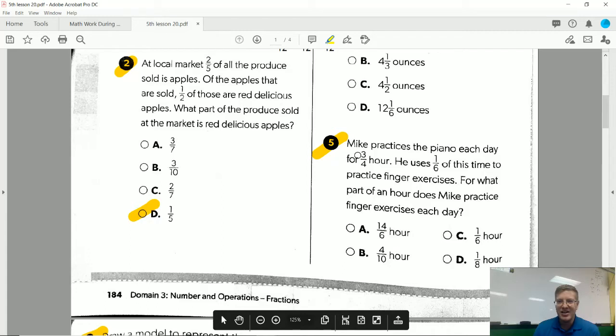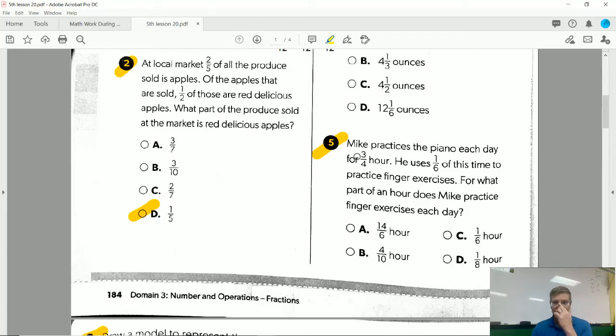Number 5, practicing the piano for 3/4 of an hour. 1/6 of that time is used to practice finger exercises. So if I change this into something that I'm counting 6 parts on top, and then I'm relating it to only using one of those 6 parts, I can multiply the top and bottom number by 2 to change 3/4 to 6/8. And if I use one of those parts, I would be practicing that for 1/8 of an hour.